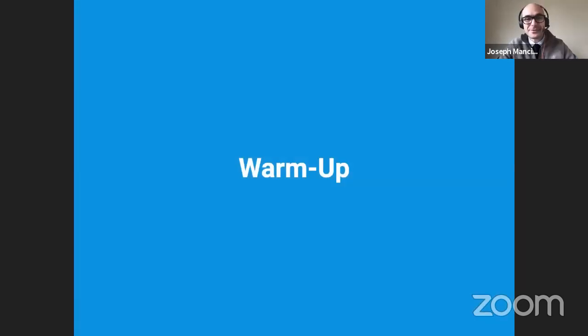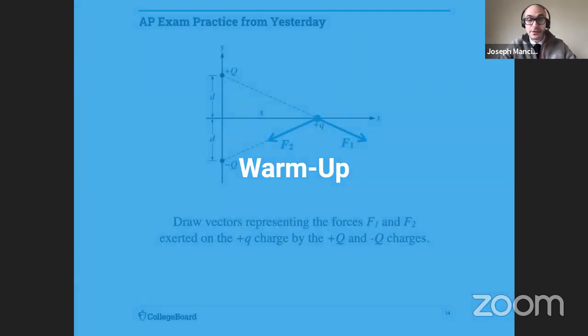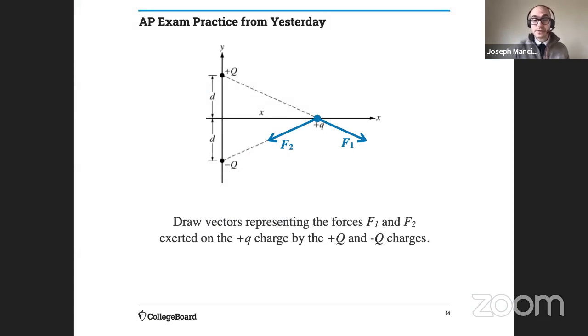The question that we left you with yesterday. You had to draw vectors to represent the forces acting on a little plus Q charge from two other charges. The upper positive charge, that plus Q charge, applies a repulsive force on the plus Q charge, and the bottom charge, that minus Q charge, applies an attractive force because they are, though equal in magnitude, opposite in sign. So you had to draw those two vectors.